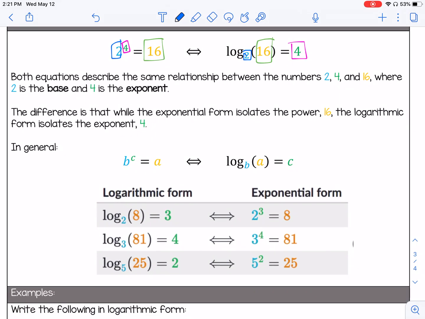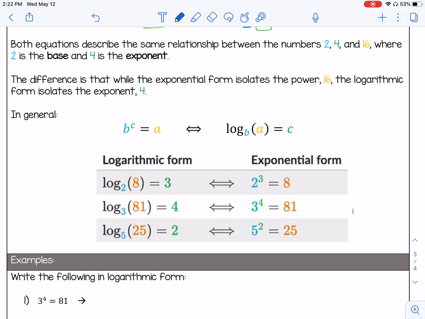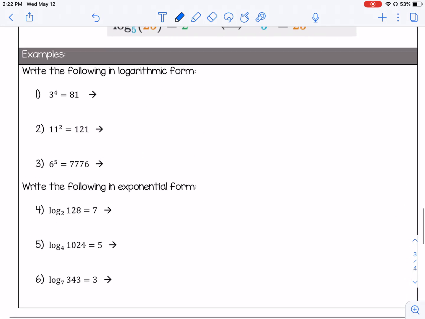So in general, if we weren't to use numbers at all, we would do b to the c equaling a, which is the same thing as saying log base b of a is equal to c. Okay, I think the numbers will make a little bit more sense to you, but there it is in general if you want it to. And then here's a couple more examples with numbers. We are going to practice them in our notes right now.